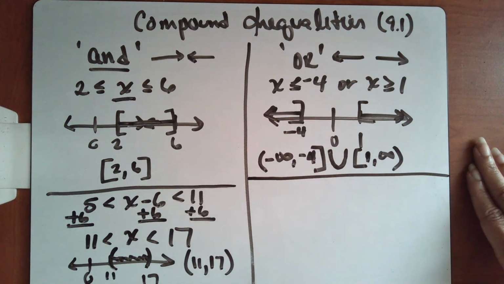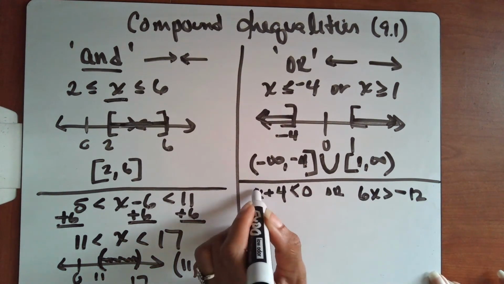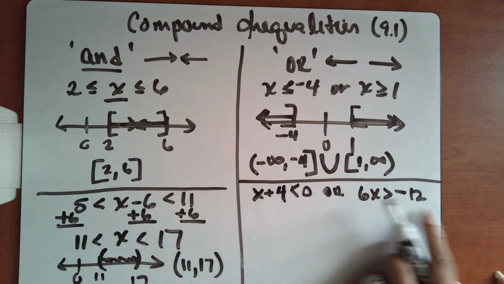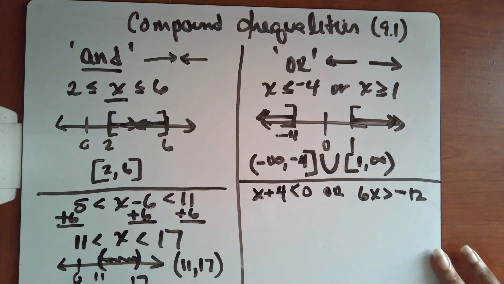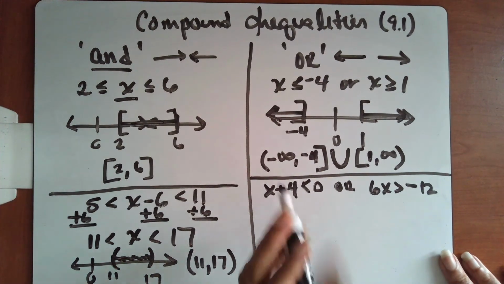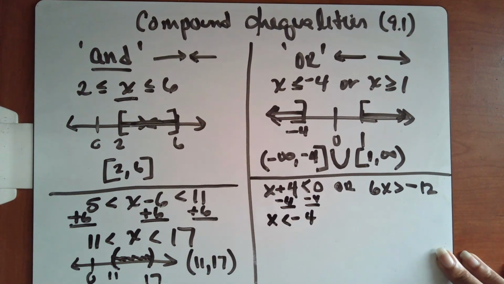Okay? All right, so let's look at one where we may actually have to do some work. All right, so here we have x plus 4 is less than 0 or 6x is greater than negative 12. So we actually have to do some work here because these are not solved yet. So we're going to solve them. So x plus 4 is less than 0. I'm going to subtract 4 from both sides. So I get x is less than negative 4.